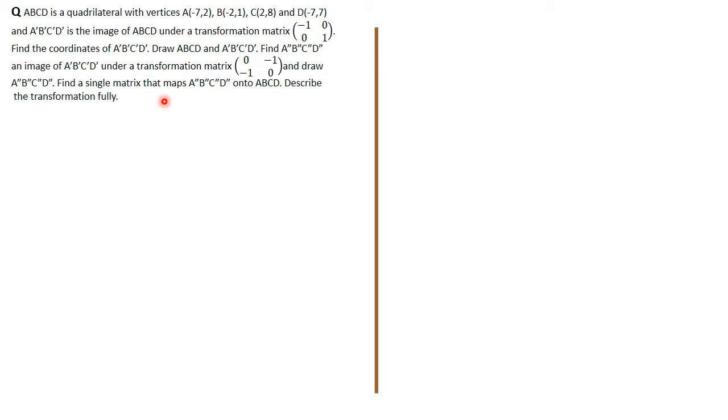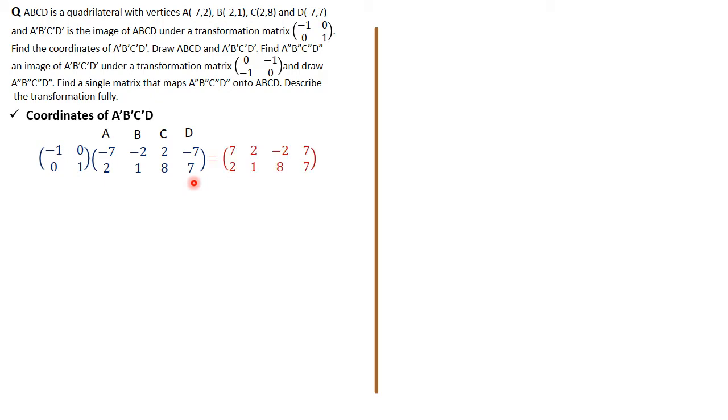And so let's begin. The first thing we're told to look for is the coordinates of the first image. In the question we were told that the first image is obtained by a transformation represented by the matrix -1, 0, 0, 1. Therefore, the way to obtain the coordinates of the first image is by pre-multiplying the coordinates of the quadrilateral ABCD with the matrix of transformation that we were given.